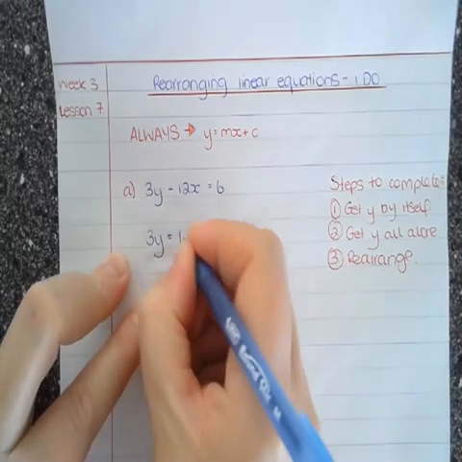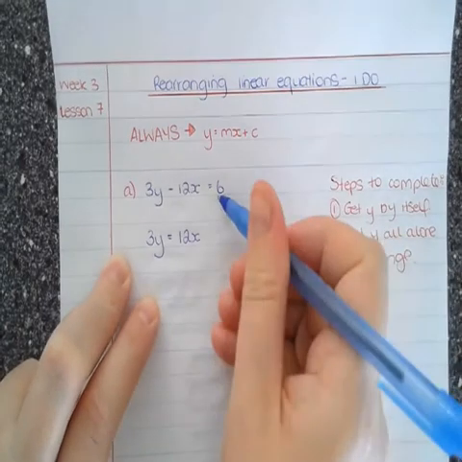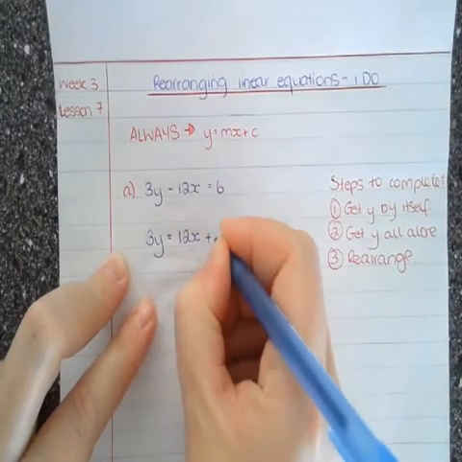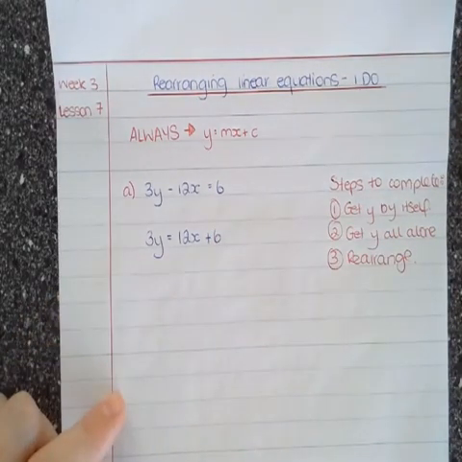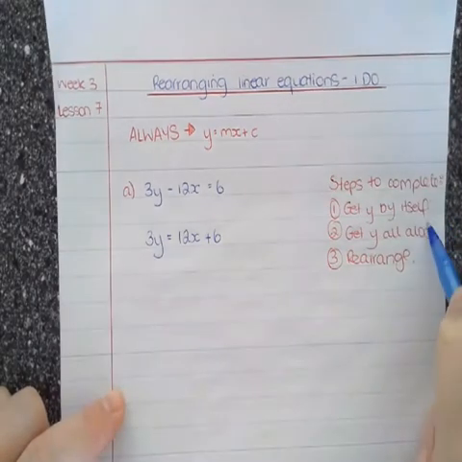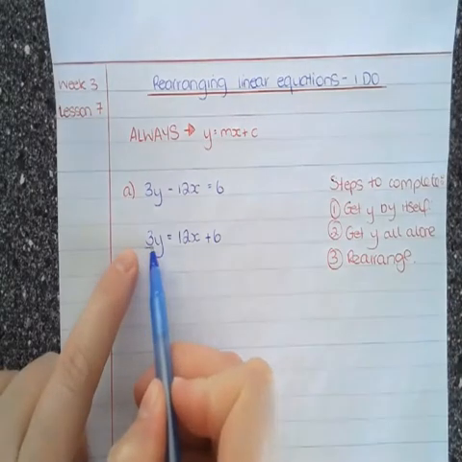So it's going to be positive 12x, and then we're keeping the 6 as it is because we've not moved it, so it's a positive. So 3y equals 12x plus 6. That is step 1 done. The next thing we need to do is get y all alone. So we need to get rid of this 3. We don't want it over here.